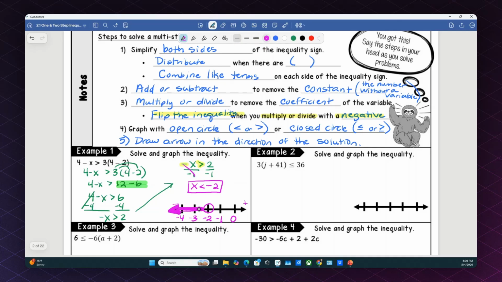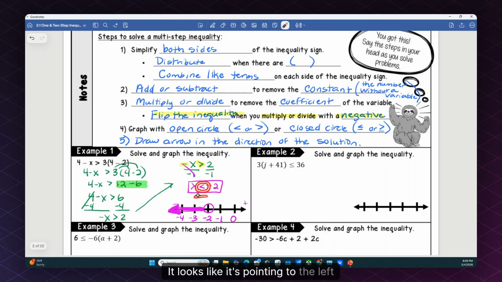Okay, so it's going to the left. I want to point out something here that this can give us a little bit of a hint. It looks like it's pointing to the left to help us to do that. And that little trick only works if your variable is on the left hand side. Sometimes you end up with your variable on the right hand side, and then you have to pancake flip it if that happens.